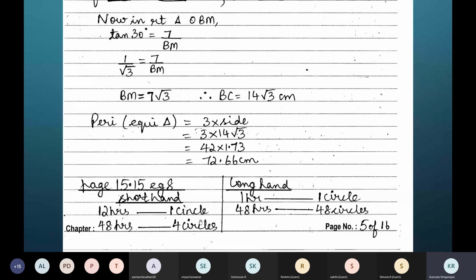Short hand: 12 hours, 1 circle. 48 hours, that is 2 days, 4 circles. Long hand, that's the minute hand: 1 hour, 1 circle. 48 hours, why 48 hours? Because 2 days. 48 hours, 48 circles.